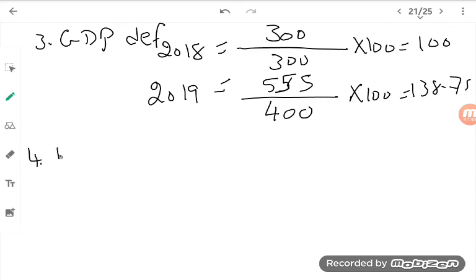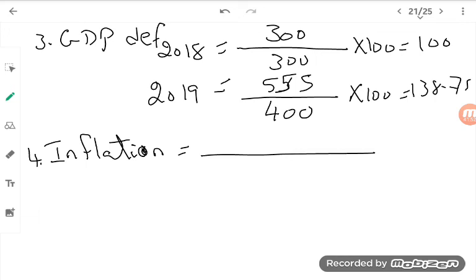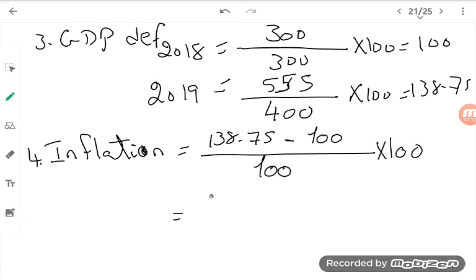Step number 4 and the last step is to calculate the inflation rate. Inflation is calculated as GDP deflator at time t minus GDP deflator at time t minus 1, divided by GDP deflator at time t minus 1, multiplied by 100. So it's 38.75%.